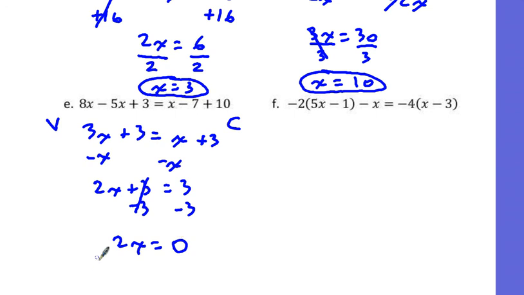We see multiplication, 2 times x. We need to use the inverse operation and divide by 2, because our goal is to have x by itself. And if we divide the left side of the equation by 2, we need to divide the right side of the equation by 2. 2 divided by 2 is 1x. 0 divided by 2 is 0.